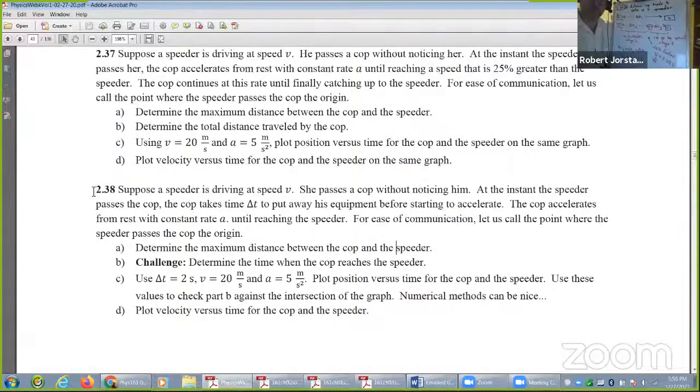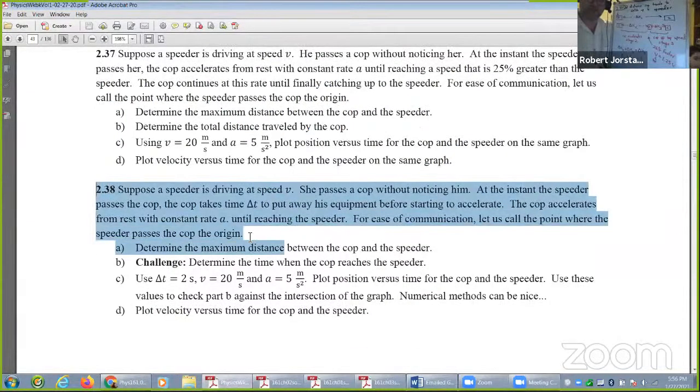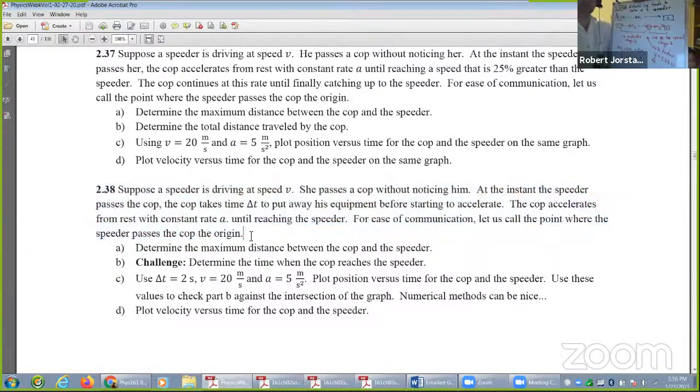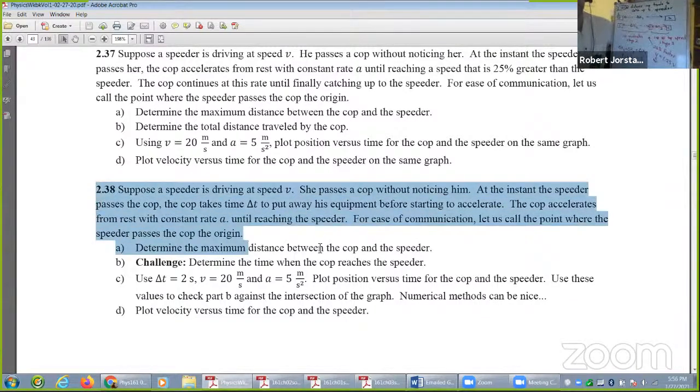Look at 2.38. Students usually have trouble with this kind of problem too. And so these problems, 36, 37, and 38, are really good because they kind of show you all the different ways you could have multiple stage problems. So I'm going to let you look at 2.38 for a second.